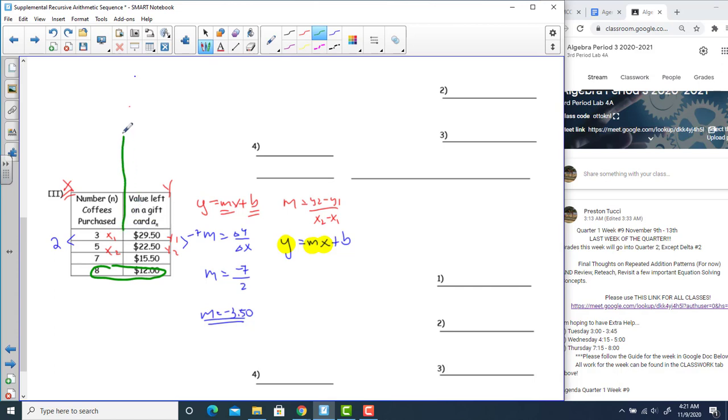You could also do this informally, and simply extend your table backward in time, and determine how much was left on the gift card after 2 purchases, after 1 purchase, and initially before you made any purchases. That would require you to undo the subtraction of $3.50 and add it back in. So if you added $3.50 back into the card, taking away one of the purchases, you could imagine that the gift card would have had $33 on it.